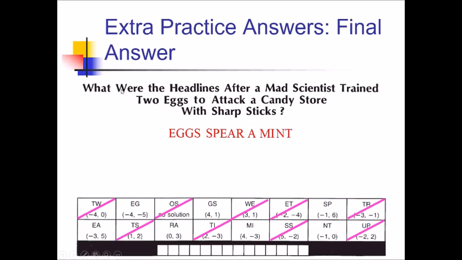So what were the headlines after a mad scientist trained 2 eggs to attack a candy store with sharp sticks? Eggs spear a mint. Get it? Because we've got eggs, we've got spears for the sharp sticks, and then it's a candy store, so of course there's going to be a mint or two in there waiting to get skewered.